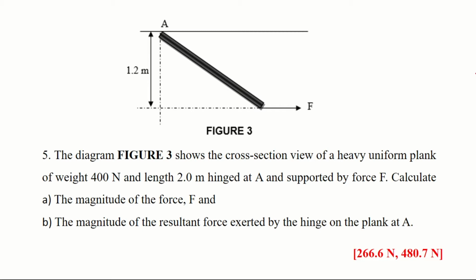The diagram, figure 3, shows the cross-section view of a heavy uniform plane of weight 400 Newton and length 2 meter, hinged at A and supported by force F. Calculate the magnitude of the force F and the magnitude of the resultant force exerted by the hinge on the plane at A.